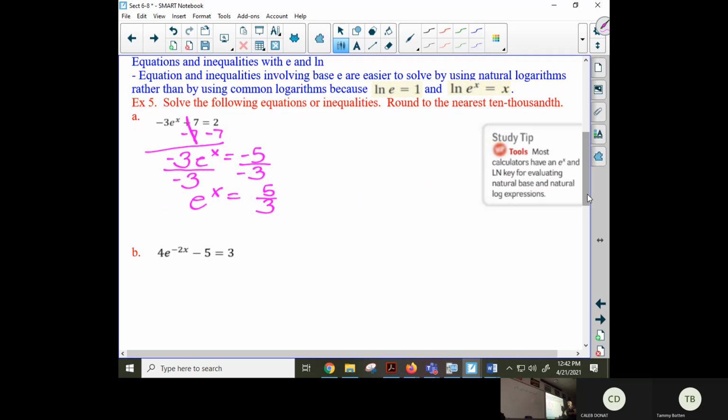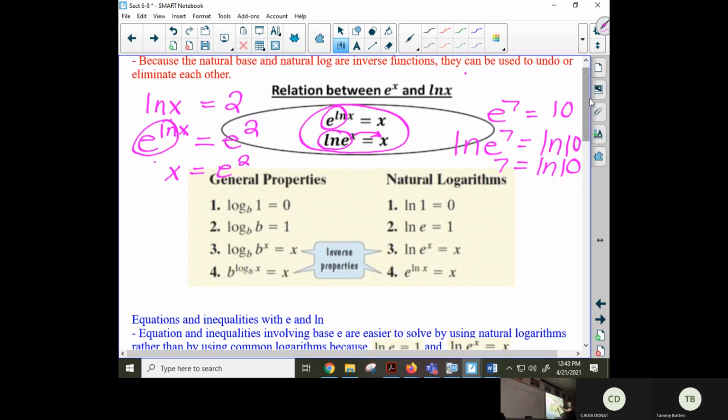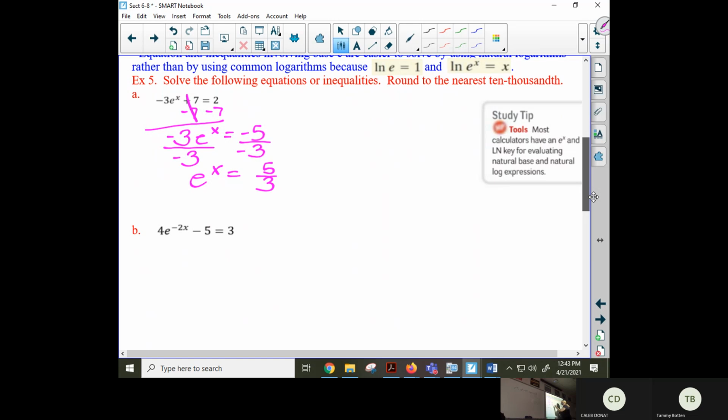Okay, now I want to get rid of this. And I am going to use this power right here, that if I have natural log of e, they're going to cancel each other out. And to do that, I have to take the natural log of both sides. Okay. Now, natural log of e cancels, and this side I just have that x.